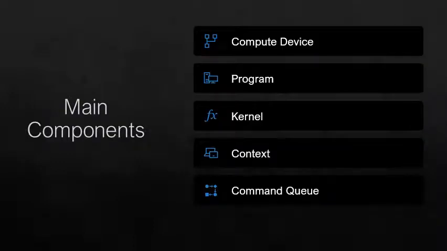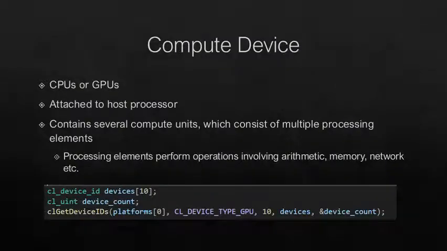OpenCL systems consist of 5 main components. These are the compute device, the program, the kernel, the context, and the command queue. A compute device is what tasks are run on. It consists of a CPU or GPU, can be either, and receives instructions from the host processor.